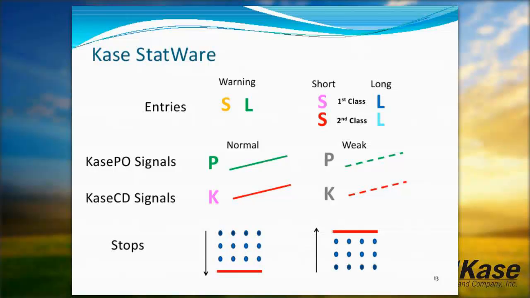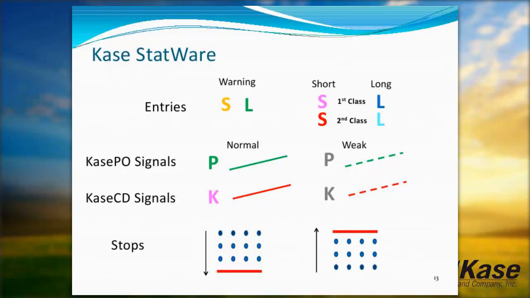I just want to review real quick. We talked about this a few weeks ago. The Kase StatWare signals and the signals that we see from KaseX and Kase Private Label. Now, the examples that I'm going to show today are going to be in Kase StatWare, but the same logic will apply with KaseX and Kase Private Label since their signals are derived from the underlying StatWare signals.